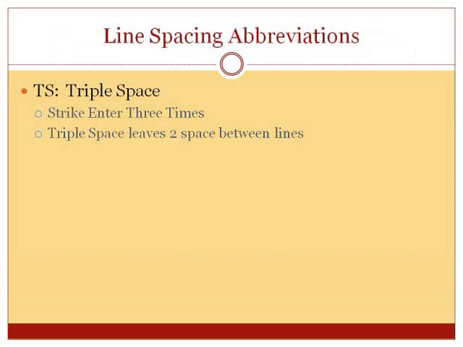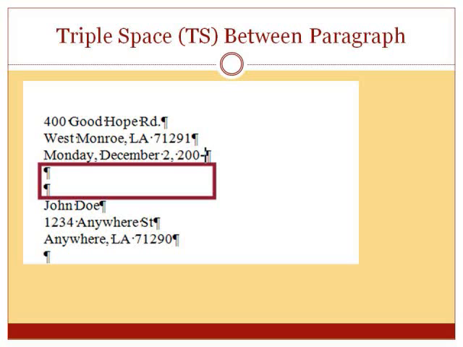Our last line spacing abbreviation is TS, which stands for triple space. Strike the enter key 3 times to create a triple space. Triple space leaves 2 spaces in between lines. As indicated by this slide, the red box shows a triple space. There are 2 paragraph marks located within the red box.